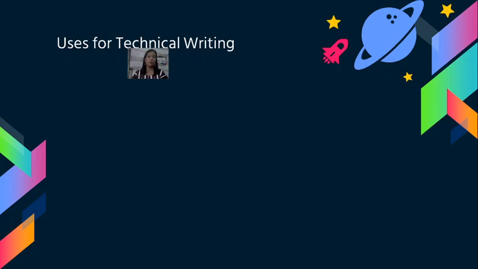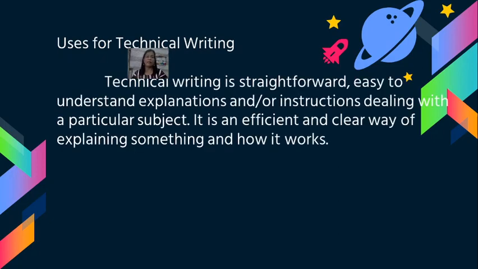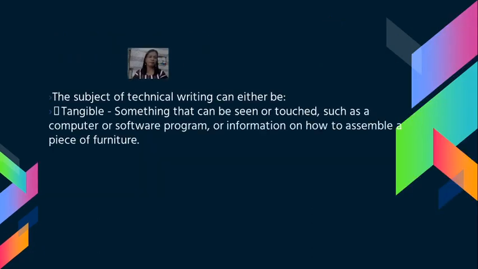So let's proceed to the uses of technical writing. Technical writing is straightforward, right? Easy to understand, and the explanations or instructions are well structured, well detailed, dealing with a particular subject, and an efficient and clear way of explaining something and how it works. So it should be tangible, right? Something that can be seen or touched, such as a computer or software program or information on how to assemble a piece of furniture, right? So you notice there are actually instructions, procedures, what you are going to do, okay?